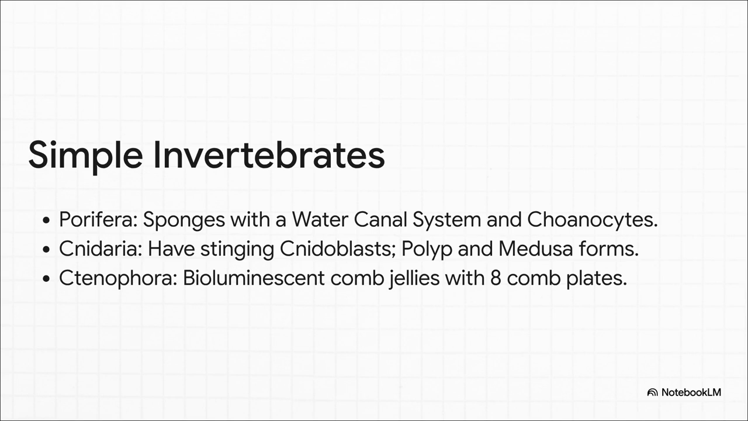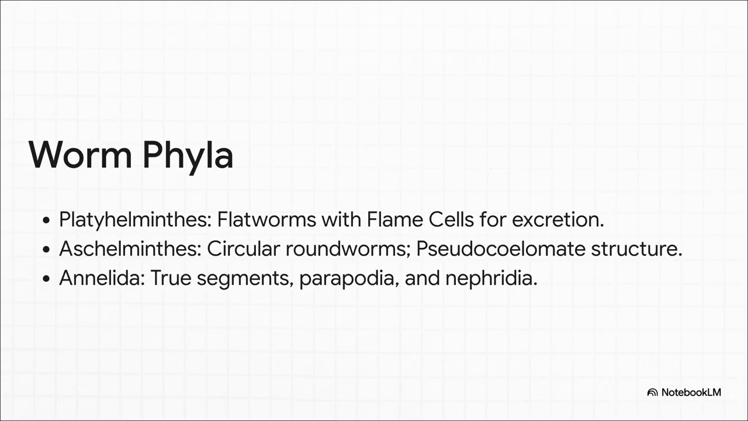Next up, Cnidaria bring actual weaponry to the table with stinging cells called cnidoblasts, and they live as either cylindrical polyps or umbrella-like medusas. And Ctenophora? These guys are essentially sea walnuts that literally glow in the dark through bioluminescence, and they swim around using 8 ciliated comb plates. Stepping up the complexity ladder, we hit the worms.